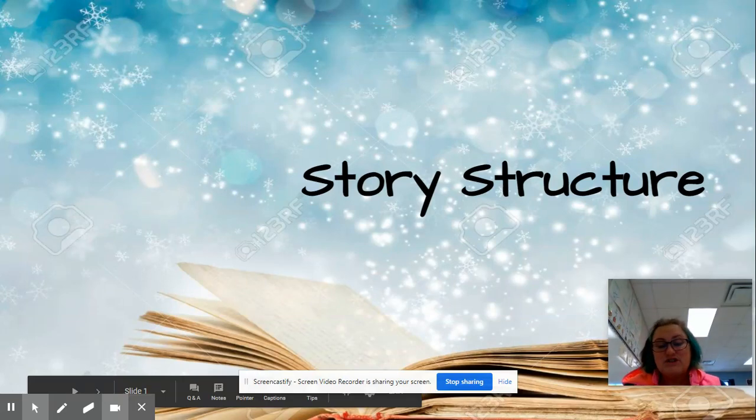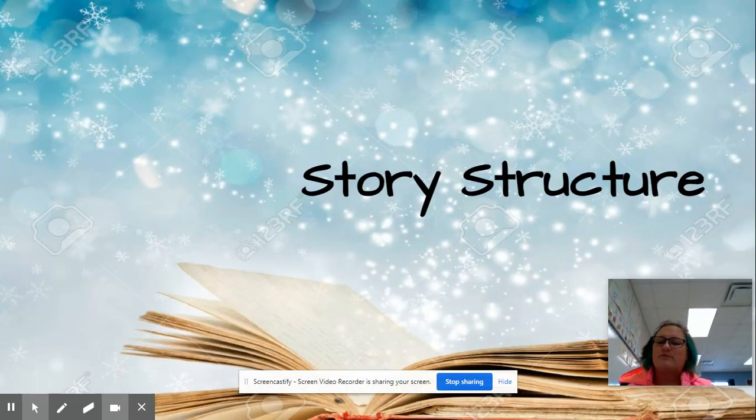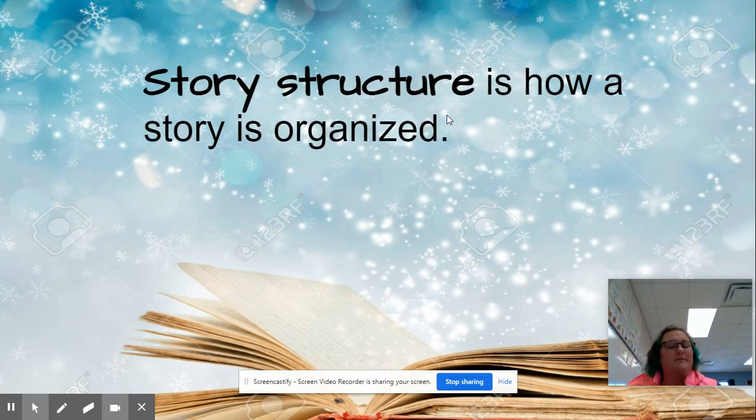Second graders. Today is Tuesday, January 12th. You are in Reading Station 1. Today we are going to talk about story structure. And then in Station 2, we have a really fun book to read. So let's jump into what is story structure.